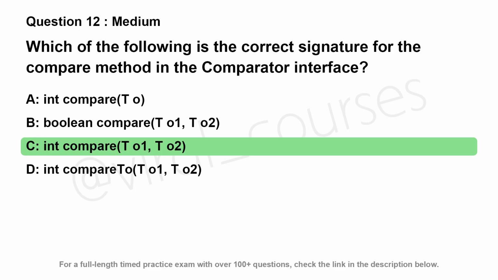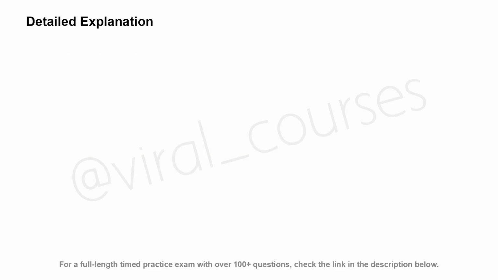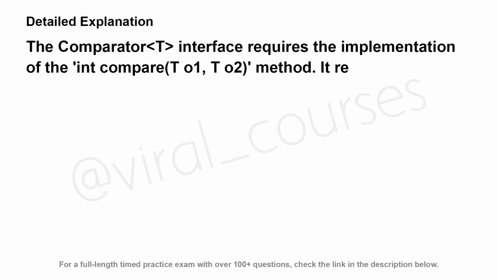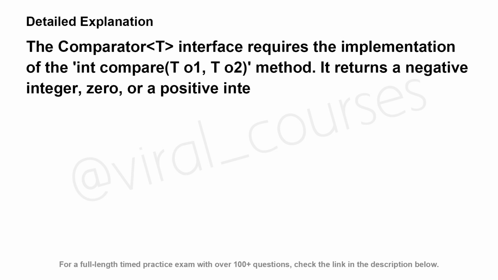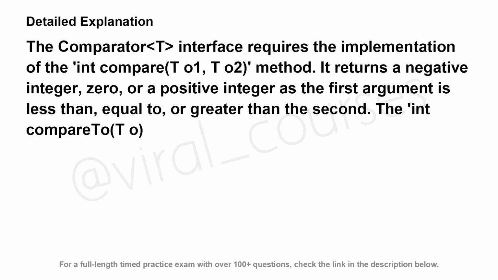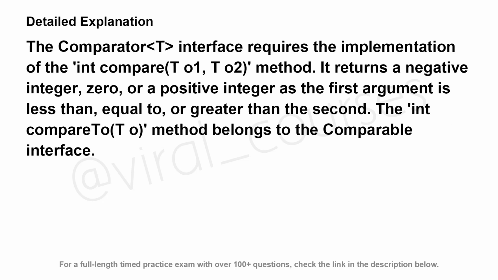The correct answer is C. The Comparator<T> interface requires the implementation of the int compare(T o1, T o2) method. It returns a negative integer, 0, or a positive integer as the first argument is less than, equal to, or greater than the second. The int compareTo(T o) method belongs to the Comparable interface.